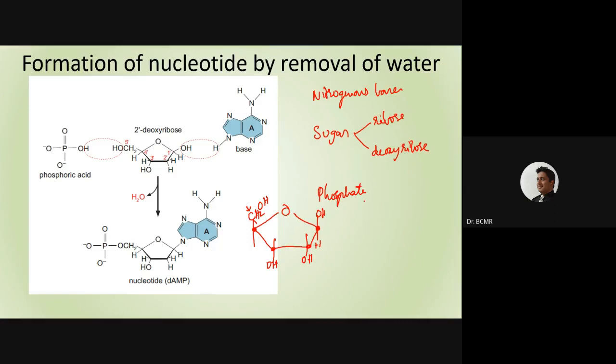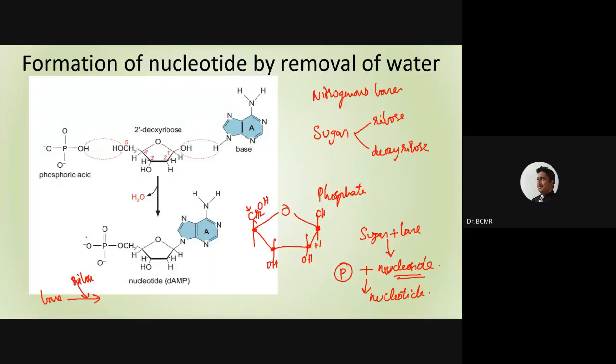So the sugar plus the nitrogenous base, I'll just write base plus sugar, will give you a nucleoside. Okay, and nucleoside plus a phosphate group will give you a nucleotide. Okay, so remember this. I will try to write again, a base, nitrogenous base, and you add a sugar, that is ribose. I'll just put as ribose.